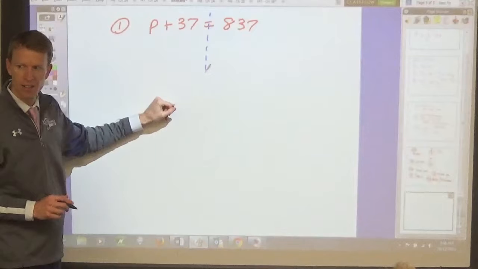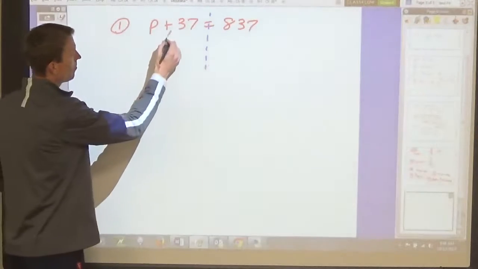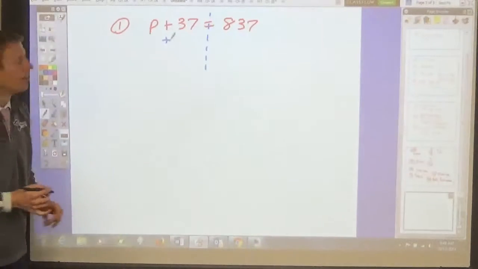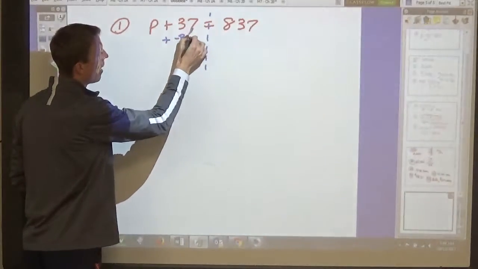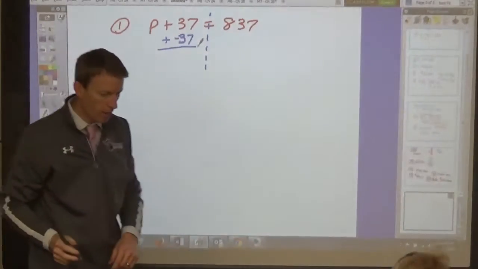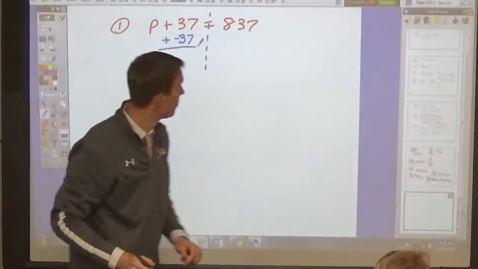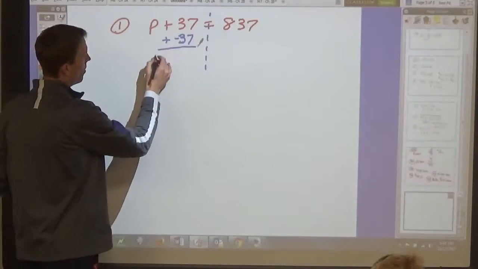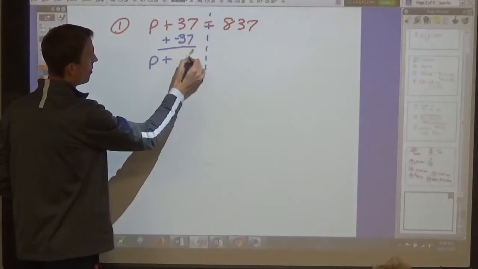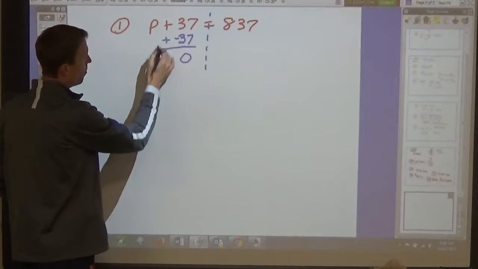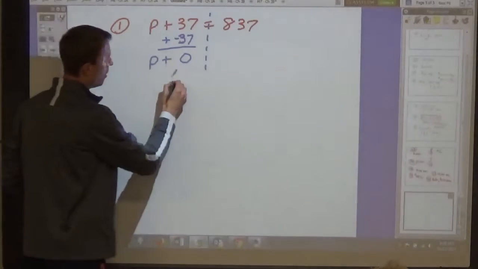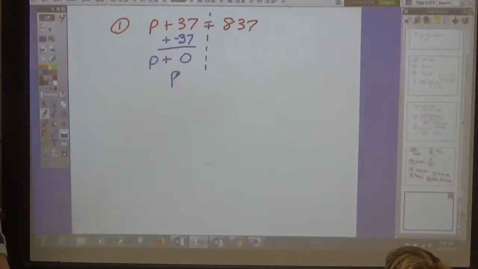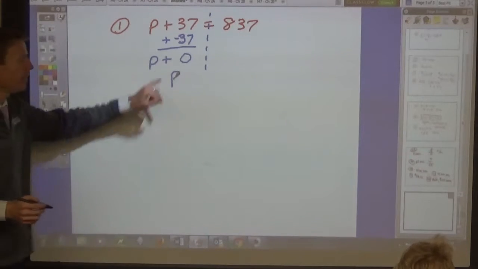What should we add? Otto? Yeah, add negative 37. So on the worksheet I gave you a box to put that in so that you would know how to do that. And when you add negative 37, you get 0. And if you bring down what's left, you get the additive identity property. P plus 0 equals P. Right. Okay, what is P?